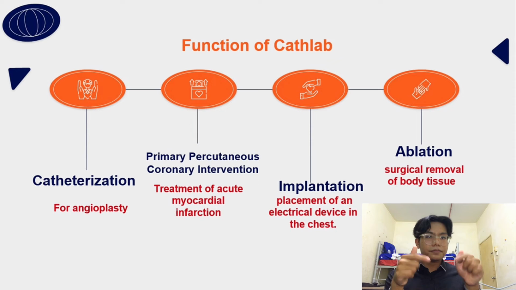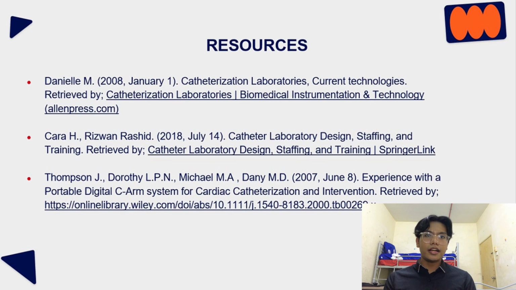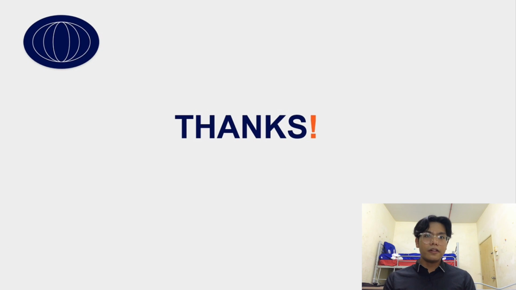Additionally, this machine is also used for implantation. The purpose of implantation is the surgical placement of a tiny electrical device in the chest. Last but not least, the cath lab machine is also used in ablation, a method of restoring a normal cardiac rhythm, particularly if medicine has not corrected the irregular beat. Then this is the radiography appearance in the cath lab, and this is the reference that I got for this machine. That's all from me. Thank you.